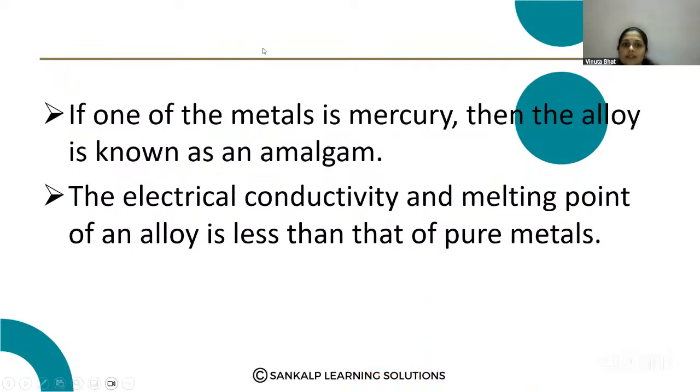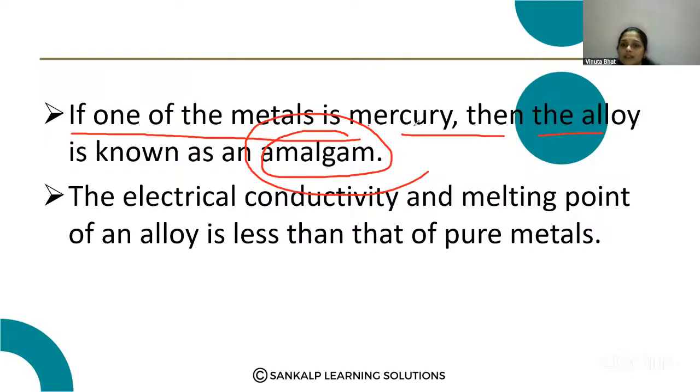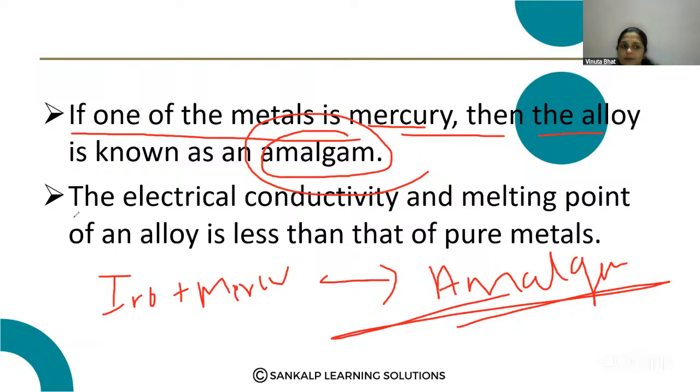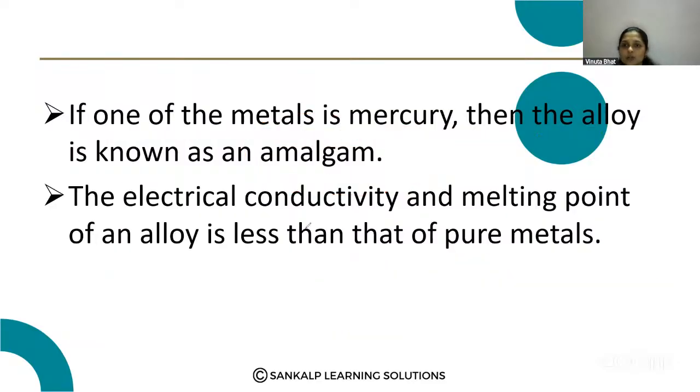So what is amalgam? If one of the metals is mercury, then the alloy is known as an amalgam. So when one metal, for example iron, is mixed with mercury to form the alloy, then that alloy is called an amalgam. What is amalgam? They will ask for 1 mark. It is very important for 1 mark questions.